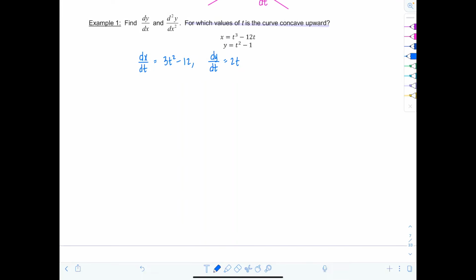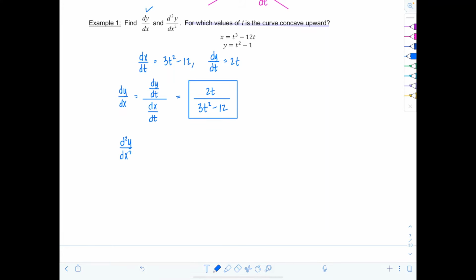To start off, if I want to compute dy/dx, remember that's equal to dy/dt over dx/dt. So that's going to be 2t over 3t squared minus 12. That one's done. See, look how straightforward. Check, done. Now, second derivative time.